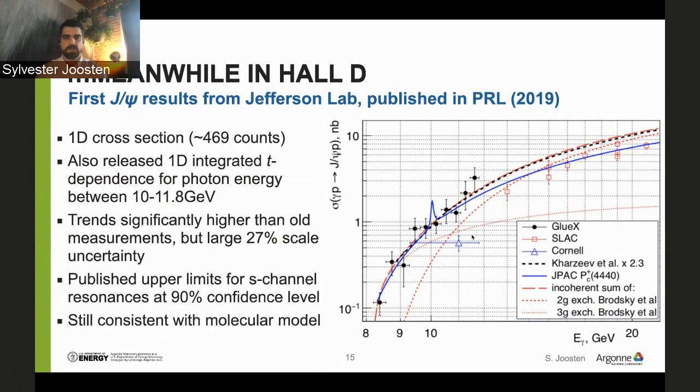And there's actually a very nice synergy here with the Hall C results, where we measure in a narrower region because we have less acceptance, but we have a setup that is very well suited to get an absolute cross-section out. The GlueX paper also published upper limits for certain types of s-channel resonances at a 90% confidence level, but they also mentioned that their data are still consistent with, for example, molecular models.